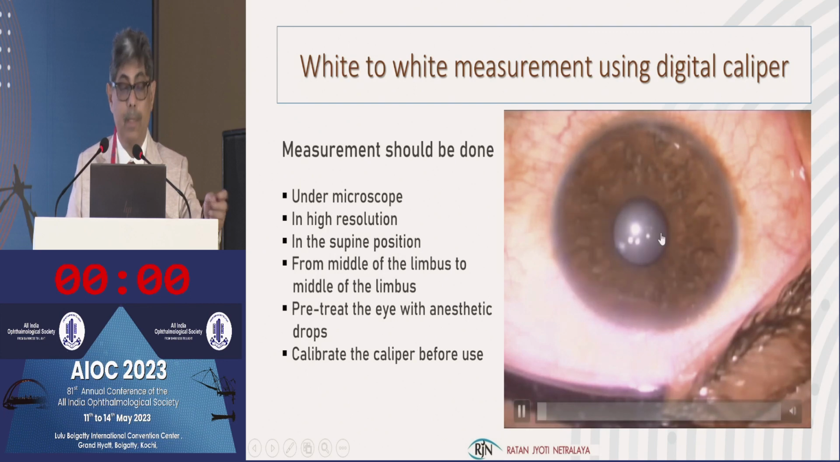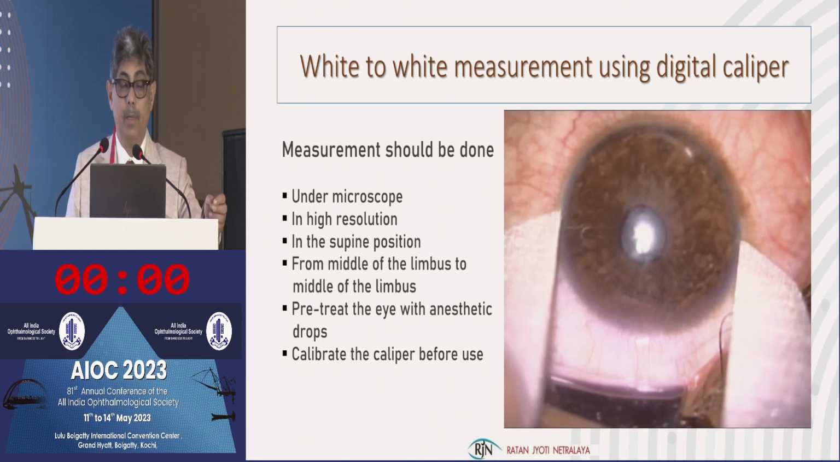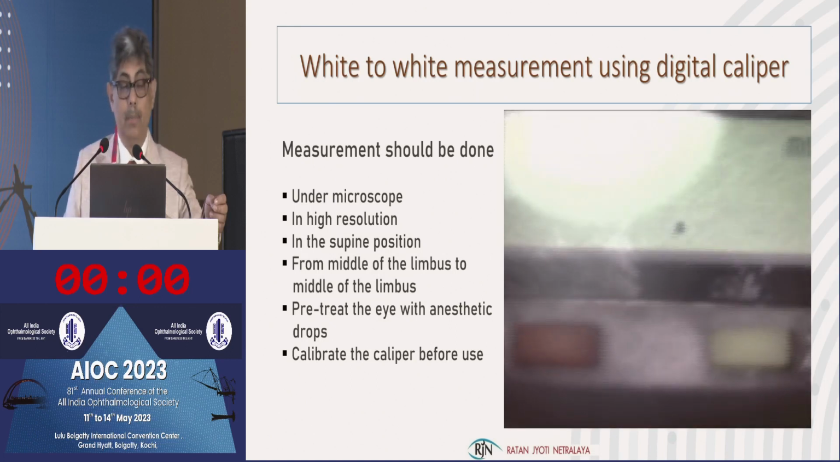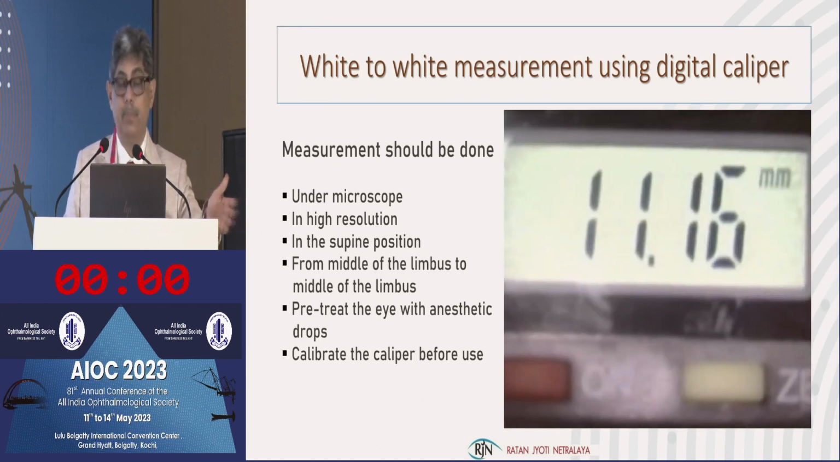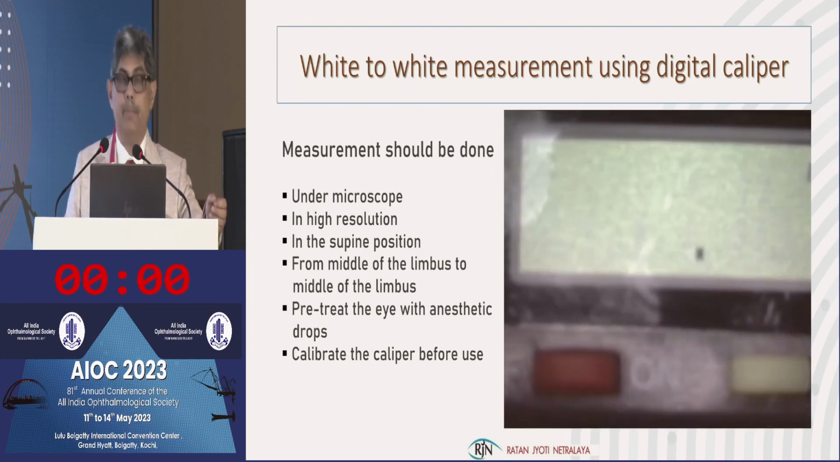The patient should be in a lying position under the microscope, in high resolution, from the middle of the limbus to the middle of the limbus on either side. This is how it is checked. And pre-treat the eyes with anesthetic drops. This is 11.16, and we should calibrate the caliper before use.